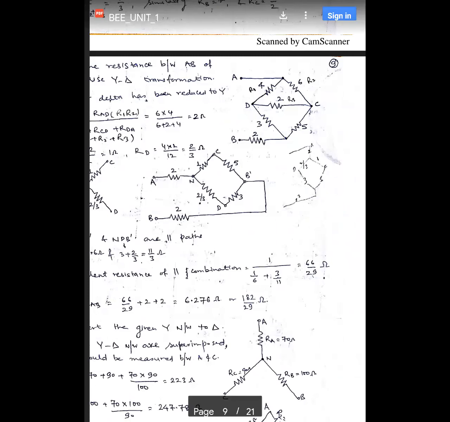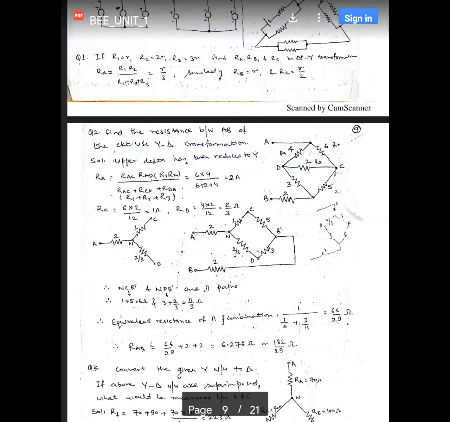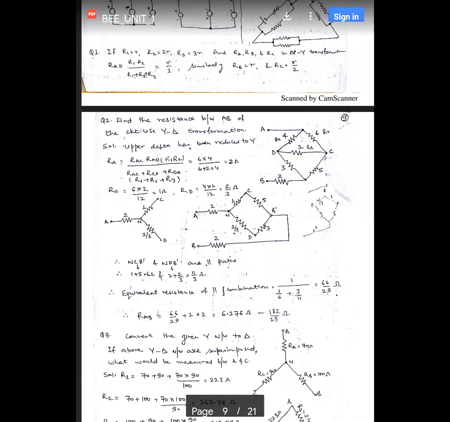For your sake, I have also redrawn this circuit in a light texture, light pen shading, so that it is convenient to you and so that you can interpret what is going on. So this is the same A, C, D, and it is placed like this. And these 3 ohms and 5 ohms are as earlier. This B dash is the common node and it is connected to the other 2 ohm resistance.